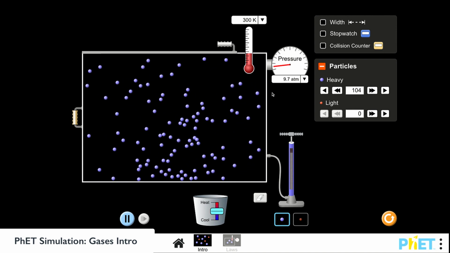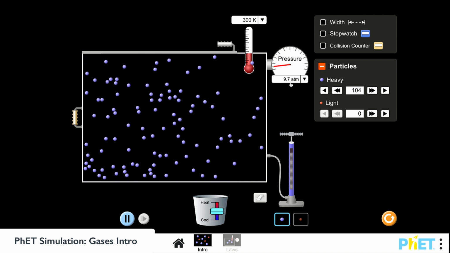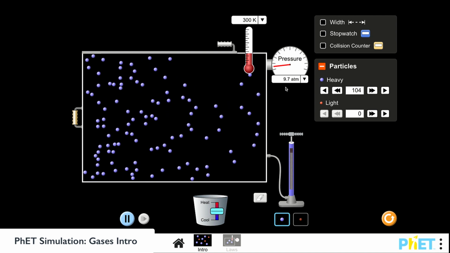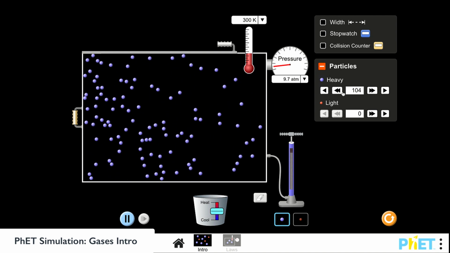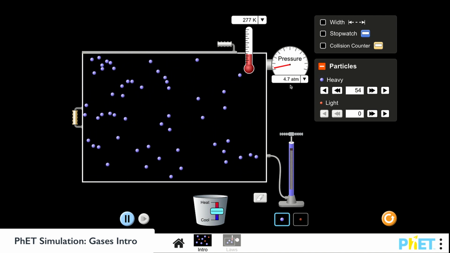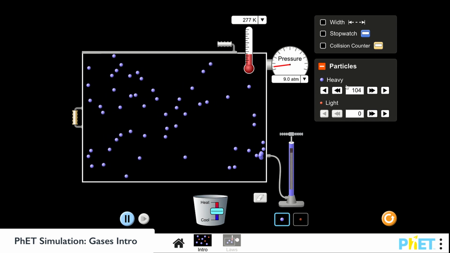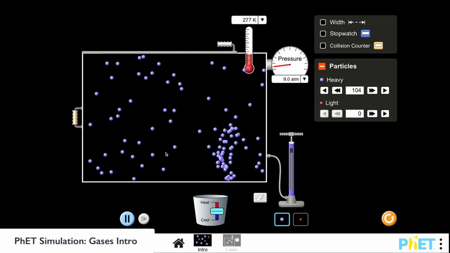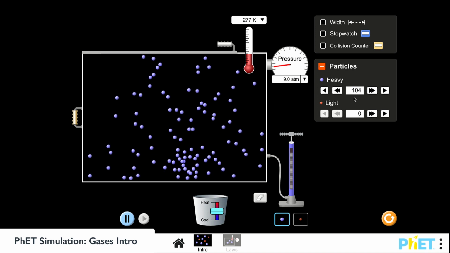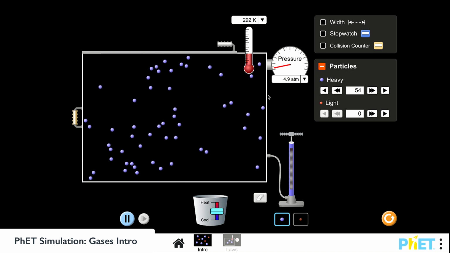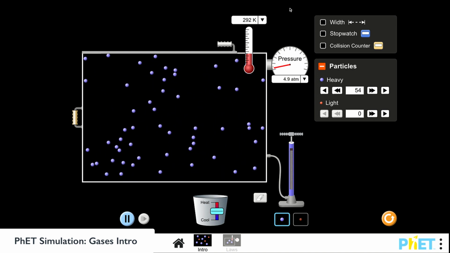So increasing the number of particles in a space increases the pressure because it increases the number of collisions the gas particles are having. Conversely, decreasing the number of gas particles decreases the pressure, decreases how many collisions the gas particles are having. It is kind of intuitive. More particles, more collisions, less particles, fewer collisions.